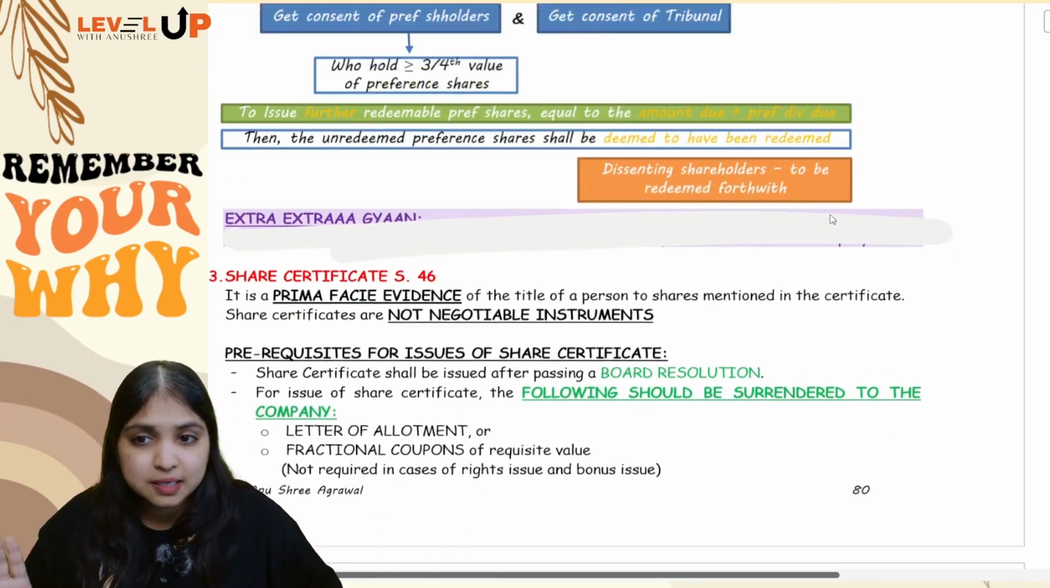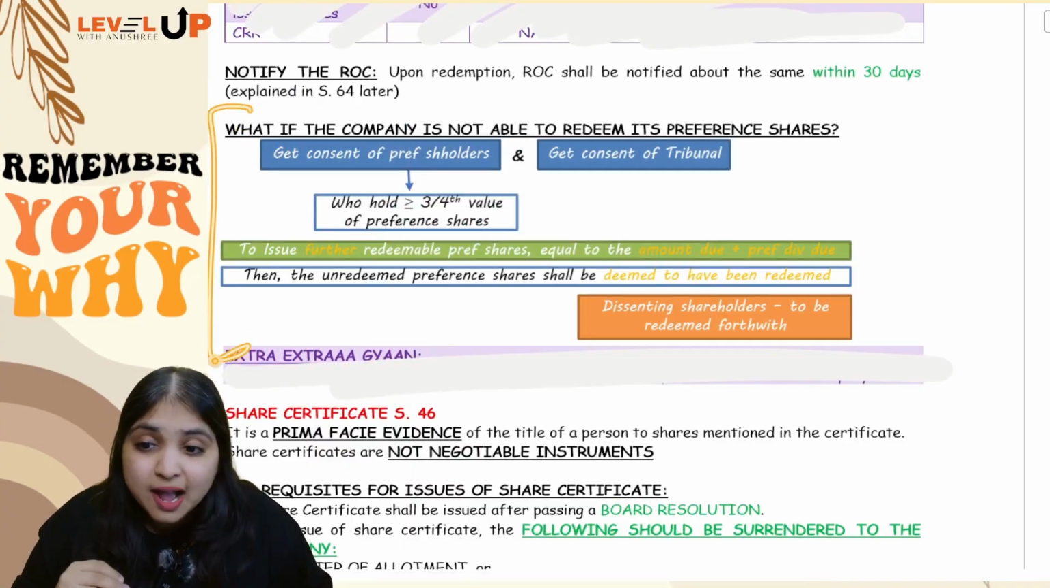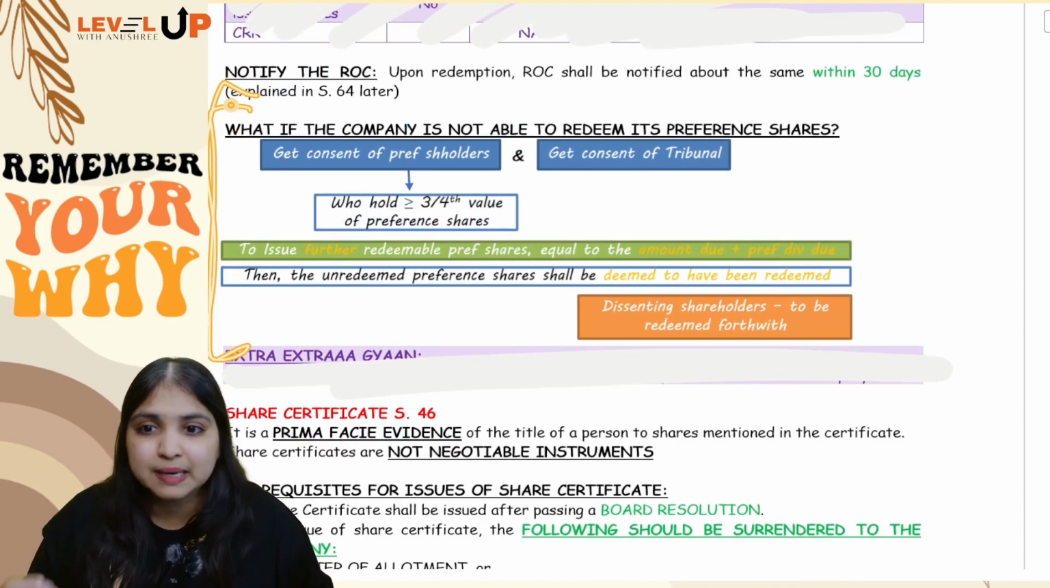And lastly guys, this is important. It's been only in May 2022 they had asked this. They've not asked this point ever since then. Remember the main point. What is the point?